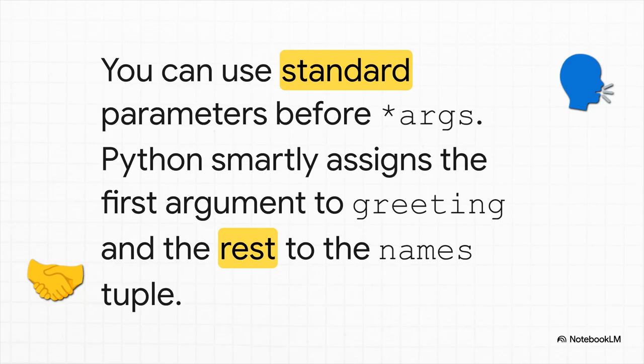And what's really cool is you can totally mix args with your normal parameters. In this greet function, Python is smart. It knows the first argument, hello, belongs to the required greeting parameter. Then it sees there's more stuff, Alice, Bob, so it bundles all of that up into the names tuple. It's just so clean and readable.